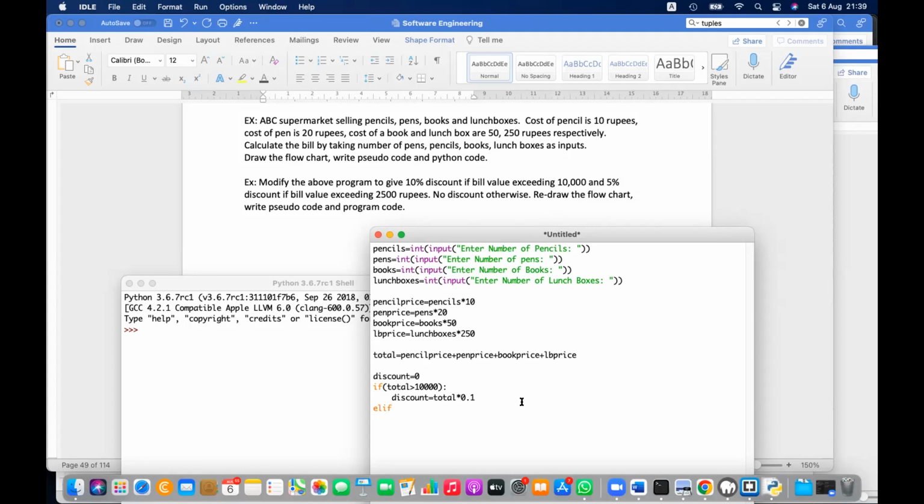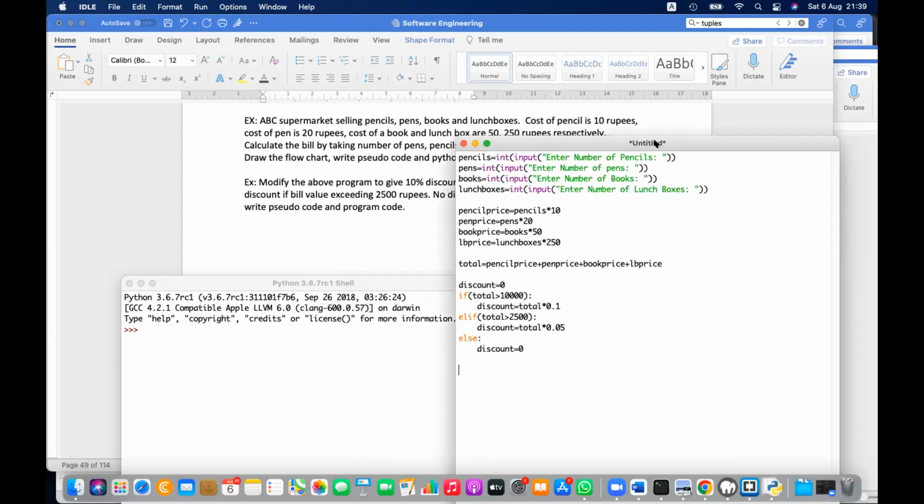So if the total is exceeding 2,500, in case it is not exceeding 10,000 but exceeding 2,500, the discount is 5%, right? That is 0.05. 5% means 5 divided by 100, 0.05. Else, if it is not even 2,500, the discount is equal to 0. No discount at all.